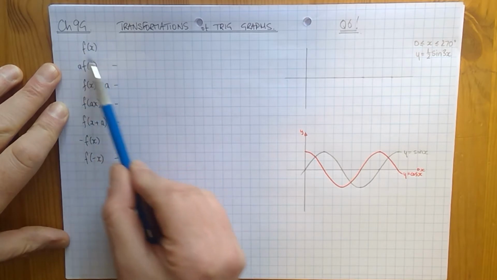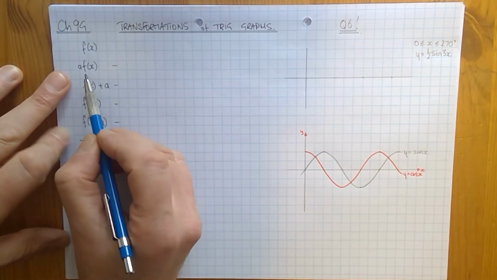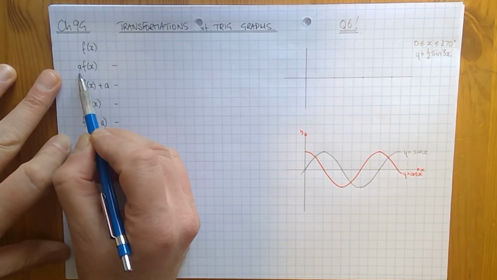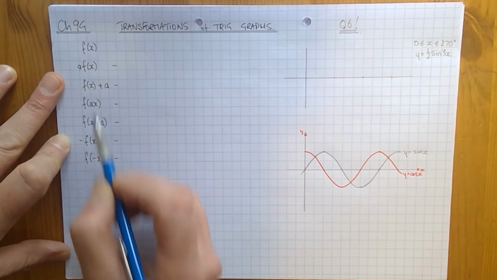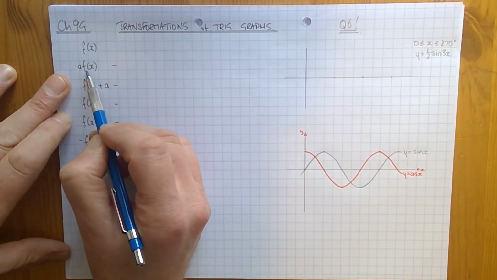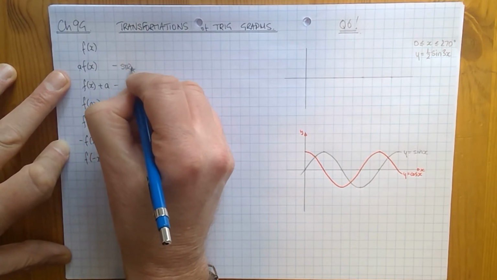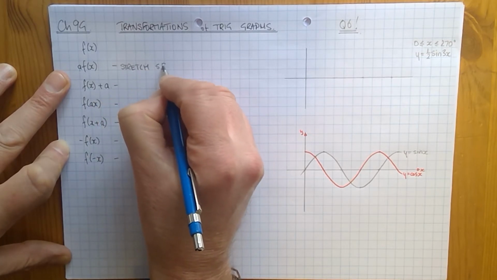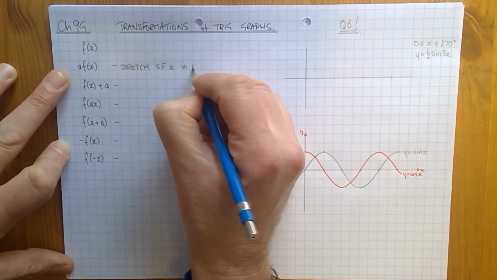So if we have a function f of x, any function, could be a trig function. If I multiply it by a constant, then this graph, we're comparing each of these to the original, is a stretch scale factor a in the y direction.